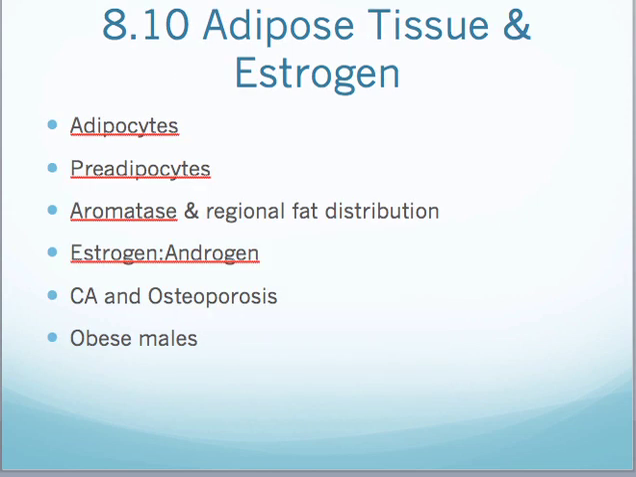During class, we will talk about the role of adipose tissue and how estrogen can actually be synthesized and released from these tissues in particular. There's an enzyme that plays a key part in this role, and that enzyme is called aromatase.